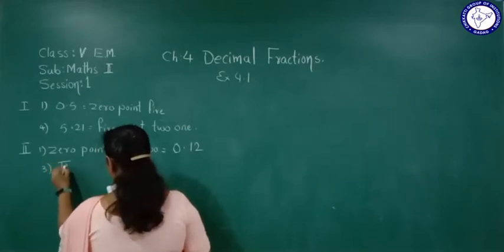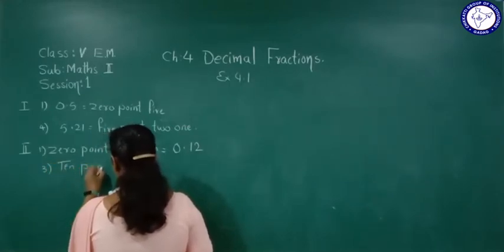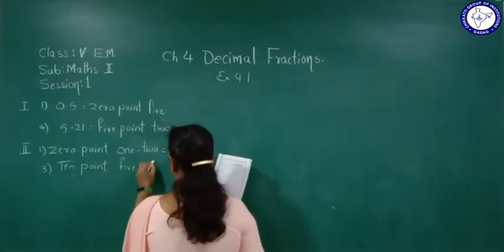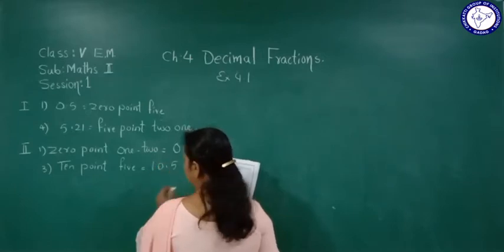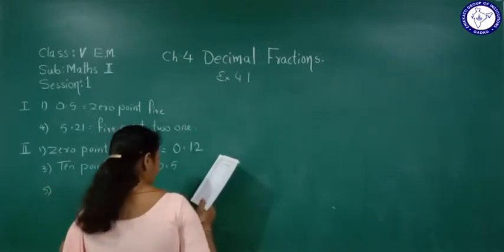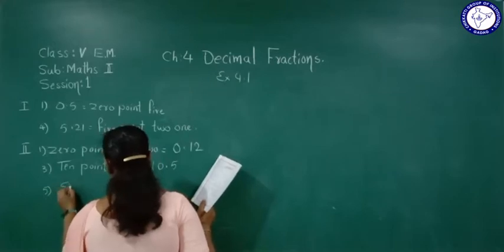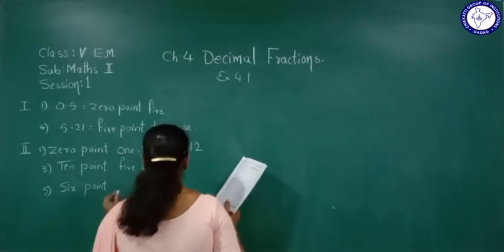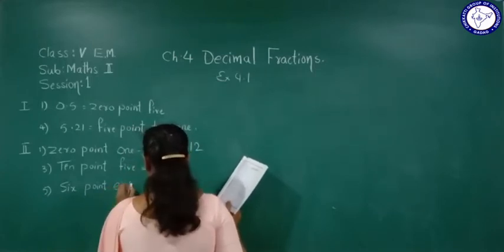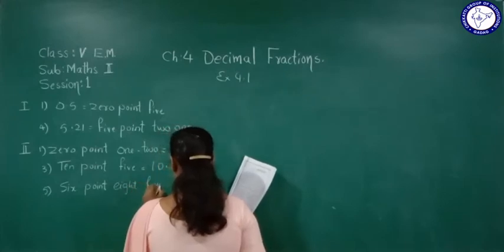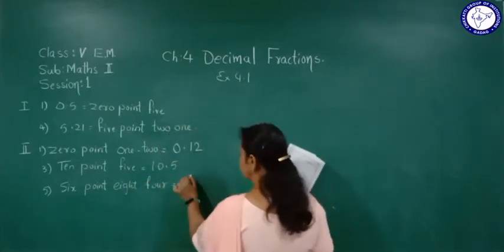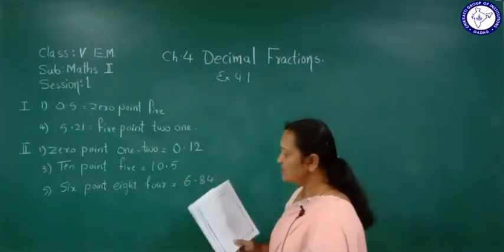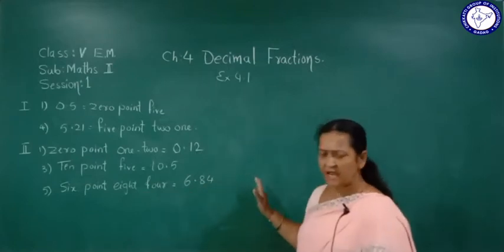Then we'll go to the third one. It is 10.5. So we write it as 10.5. Then fifth question, 6.84. So we write 6.84. Very easy to write. As the number says, as we go in words, the same we should write.